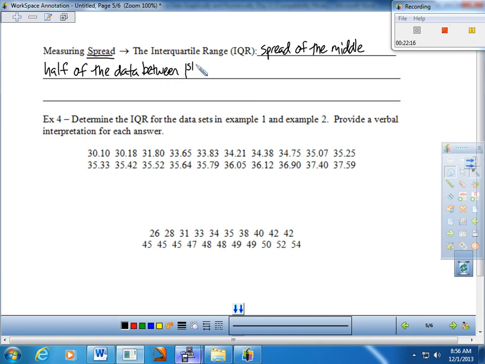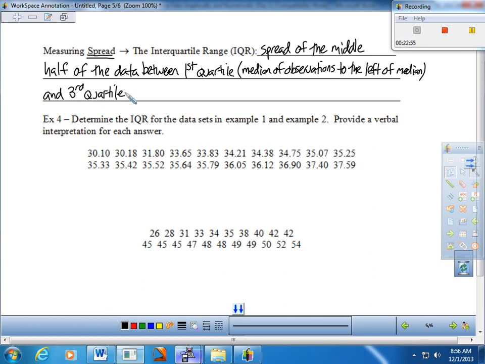the first quartile, we'll talk about that momentarily, have no fear. So the first quartile is the median of observations to the left of the median. And so, let me just make sure I have this right. It's the spread of the middle half of the data between the first quartile and what is called the third quartile.